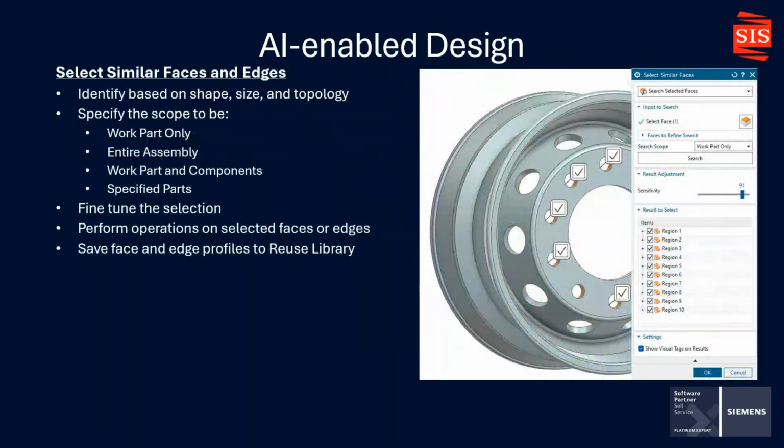In a similar manner, if you're at the part level, there are also commands to select similar faces or select similar edges, and this is based on the shape, size, and topology of those edges or faces that you're selecting. You can set the scope to work part only, entire assembly, work part and components, or specified parts. And you can fine tune that selection. There's a little slider there, that way you can define it to match more loosely or more precisely. And then again, once you complete this, click OK, you're going to have all those faces or edges selected, and you can perform additional operations at that point.